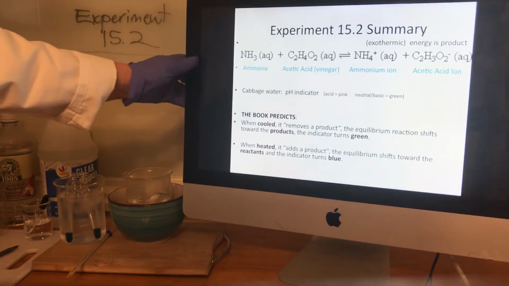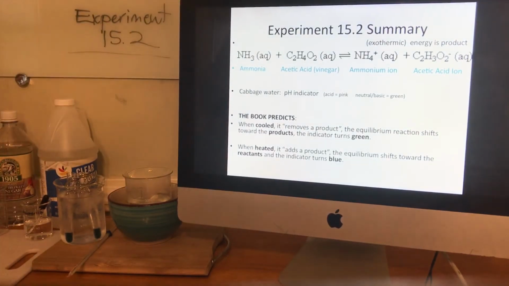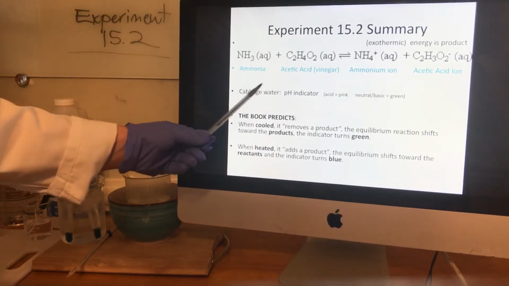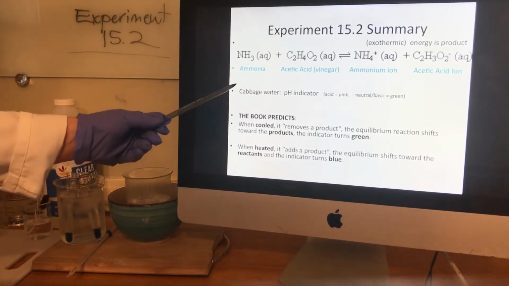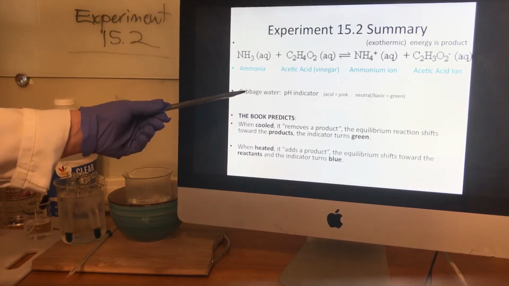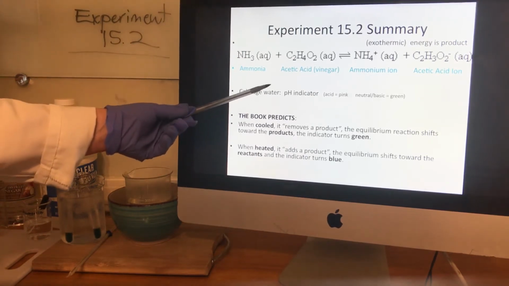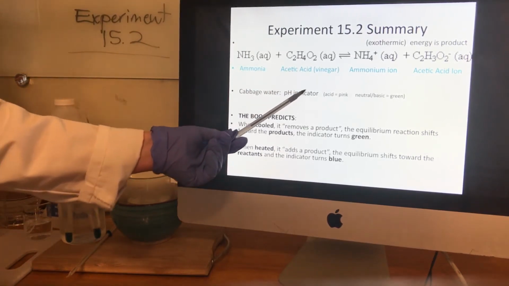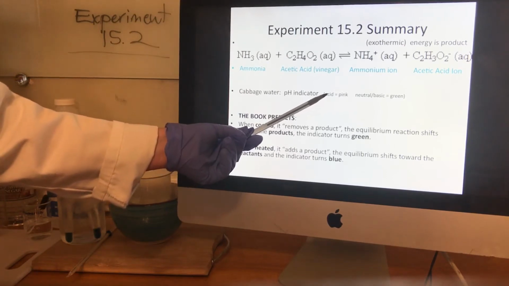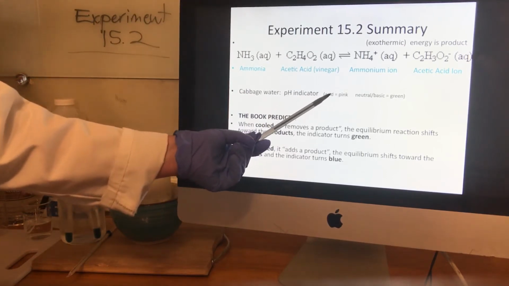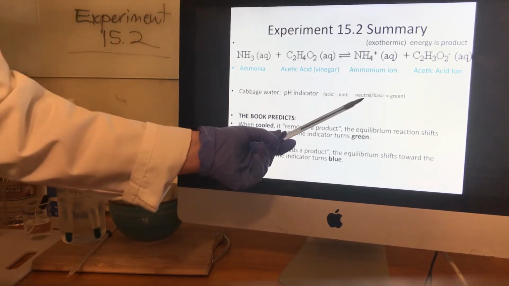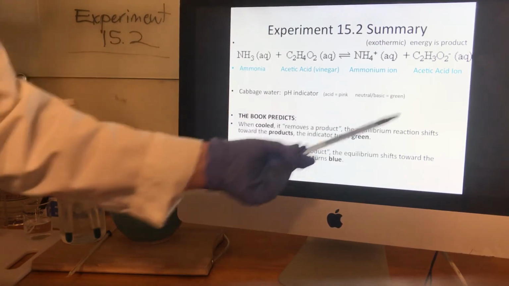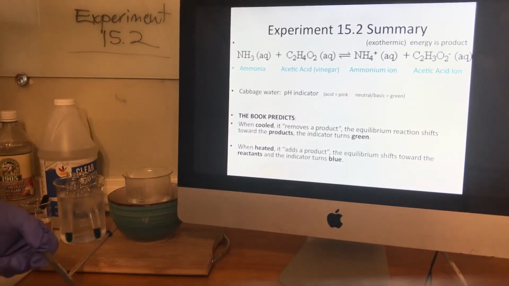So in order to visualize a change in pH for these reactions, we use the cabbage water that we've used in the past. We take red cabbage and boil it in water, and it releases a pigment that serves as a natural pH indicator. So typically with this pH indicator, if it's acidic, it'll look pink, and if it turns to neutral and then basic, it goes from green and into blue shades as well.